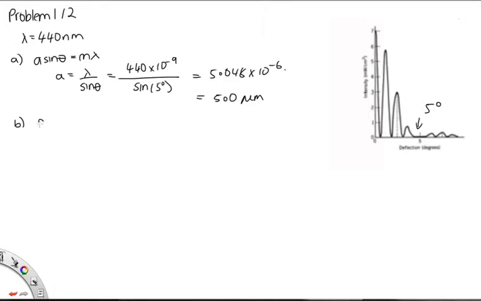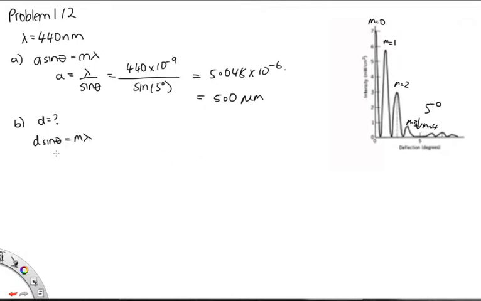The slit separation is d, so we have to use the formula d sine theta is equal to m lambda. So this first maximum here, this is m is equal to 0, and then we've got m is equal to 1, m is equal to 2, m is equal to 3. Now you can see the m is equal to 4 maximum is going to be here. There's no maximum there because it's at the minimum of the diffraction pattern. So m equals 4 corresponds to 5 degrees.